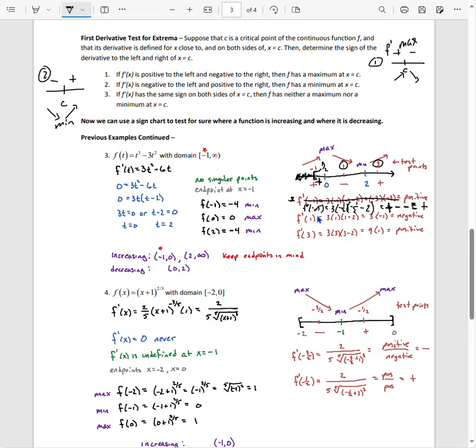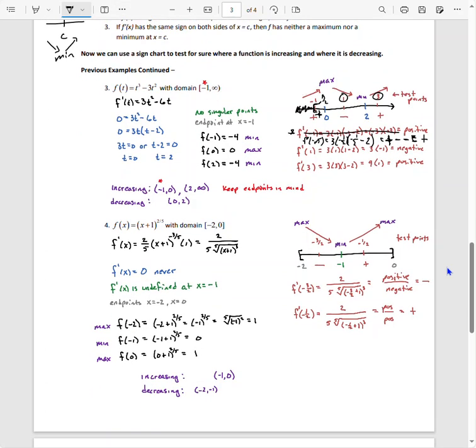Between 0 and 2, our graph is decreasing. We have a negative slope or a negative derivative. And from 2 to infinity, the rest of the graph, we will be increasing. All right. So we can break it down using these test values. I promise this next one will be quicker because this video is getting too long for me already.